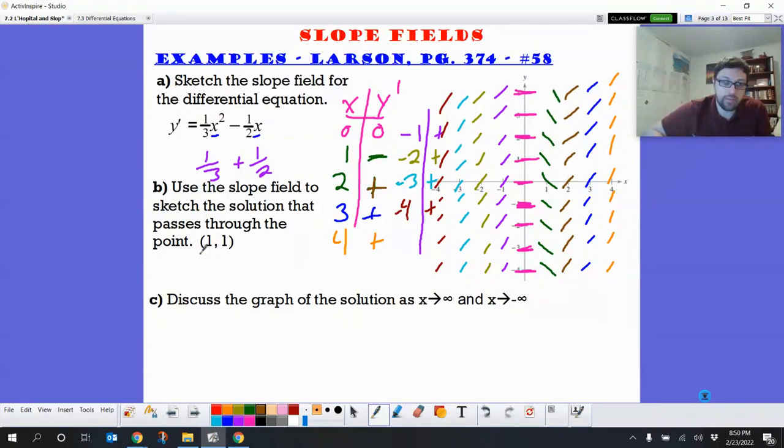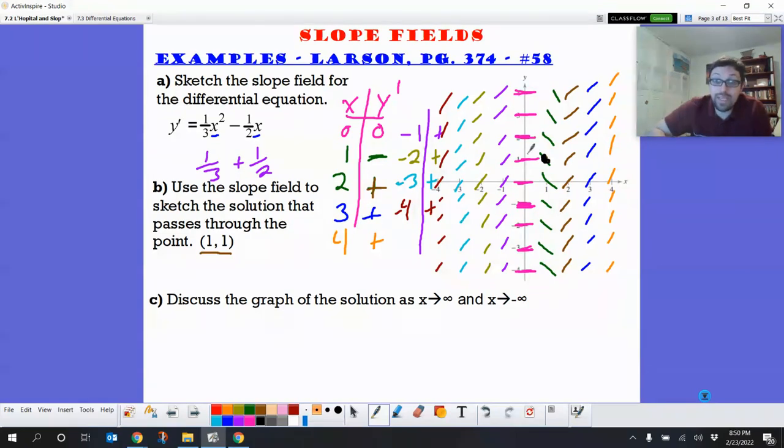So now I want to use this slope field to sketch the solution that passes through the point (1, 1). So here is the point (1, 1). Maybe I'll use black. That'll maybe stick out pretty well. If that was my point (1, 1), I want to make sure that I follow all of these tangent slopes in order to do the thing that goes through that point.